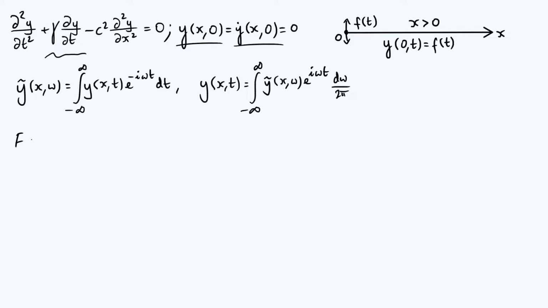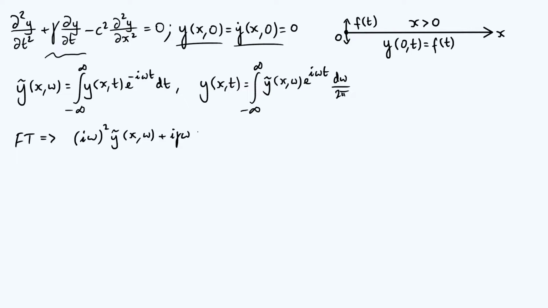So let's see what happens when we take the Fourier transform of our partial differential equation. Well, the first term is a second time derivative of y, and we know from the last couple of videos that differentiation in real space corresponds to multiplication by i omega in Fourier space. So the second time derivative brings down a factor of i omega squared, and then you've got your Fourier transform y tilde of x and omega. Now the middle term, this damping term, is just going to turn into plus i gamma omega.